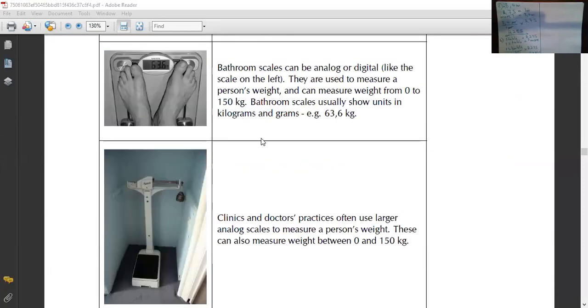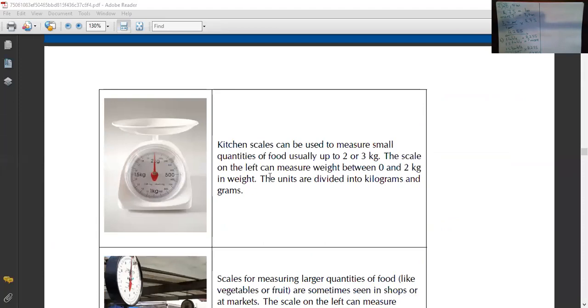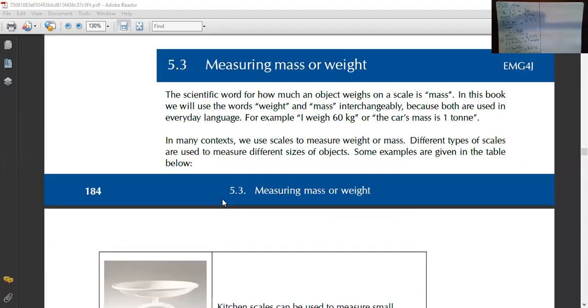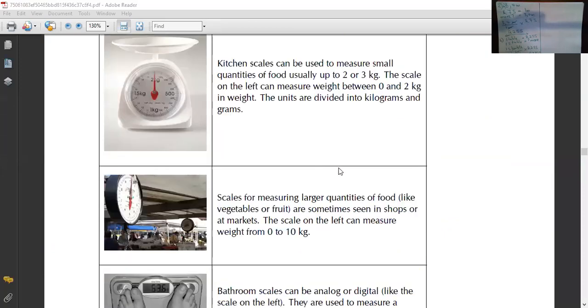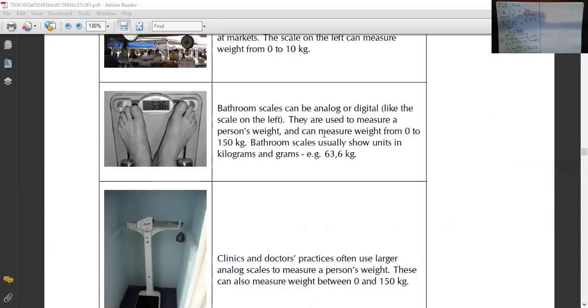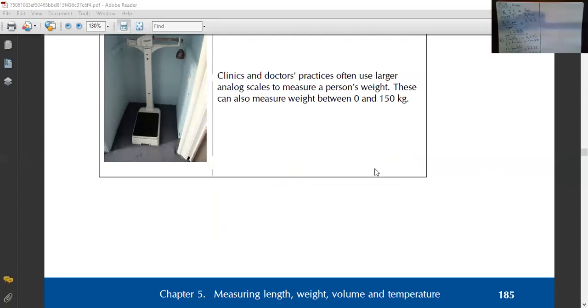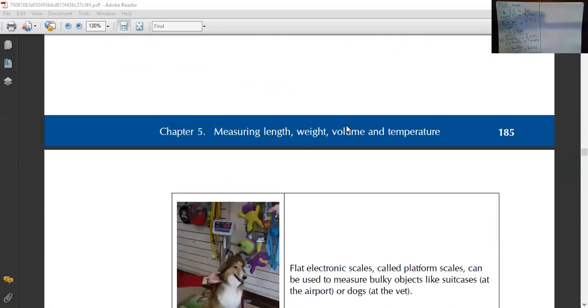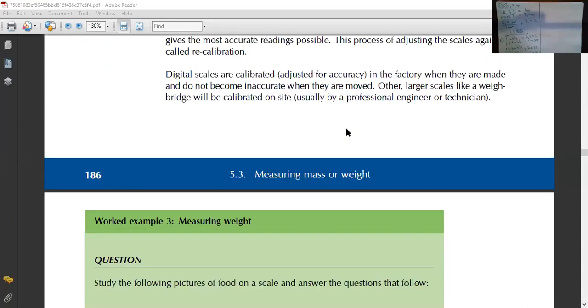I'm sure you are familiar with the instruments that are used to measure mass. We have scales. We have a scale here, then we have a bathroom scale that can also be used to measure. Mind you guys, there is actually a difference between mass and weight, right? You have to look at that.